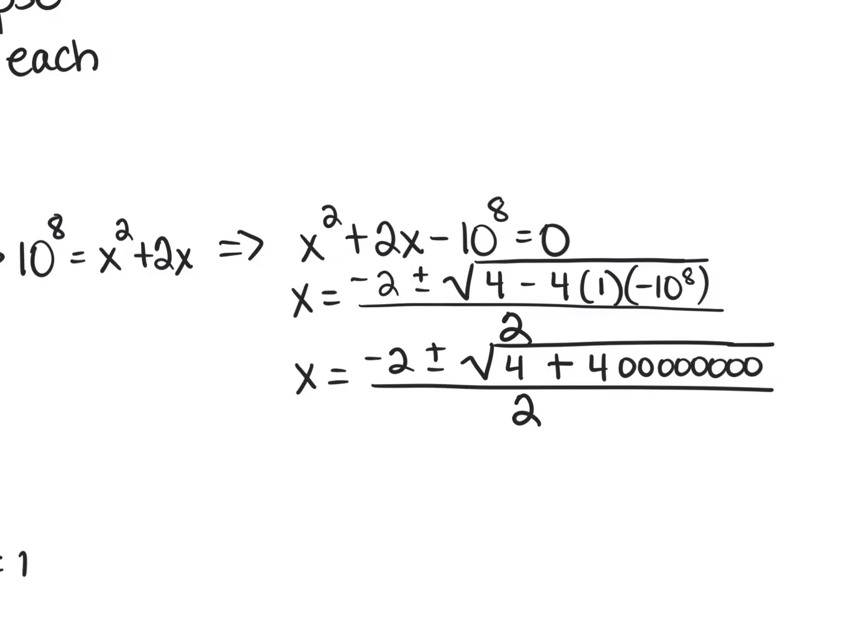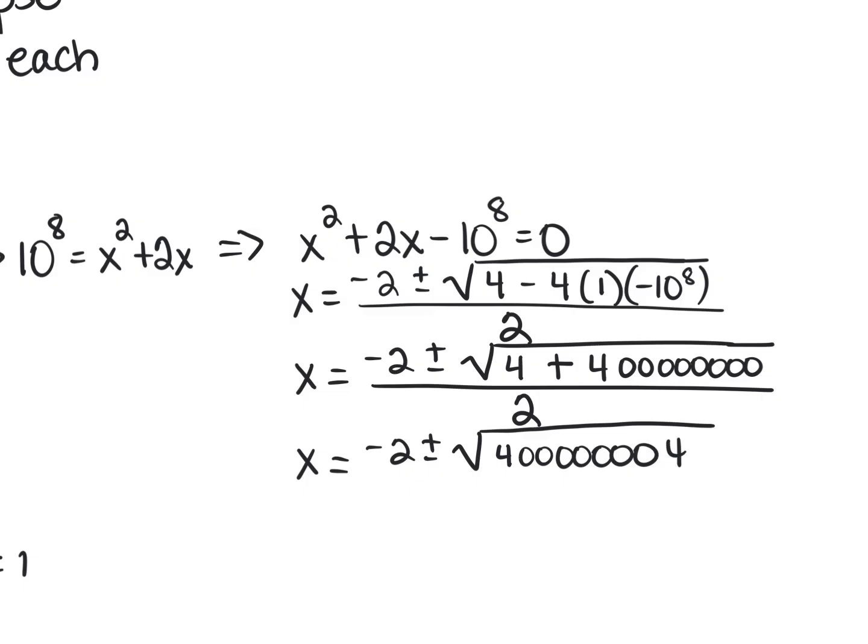And we're going to divide that by 2. So we're going to have x is equal to -2 plus or minus. So you're going to add the 4 to that number. So you're going to have 7 zeros, and then a 4 at the end.